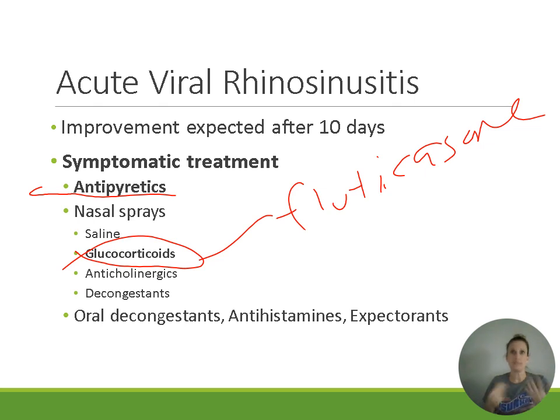Phenylephrine does act as a decongestant. It does decrease the inflammation by decreasing blood flow. It causes vasoconstriction. So phenylephrine is another option. We also have decongestants available orally, and I'll talk to you about which is better on the next slide. Antihistamines are another option, oral antihistamines, and then oral expectorants like guaifenesin.